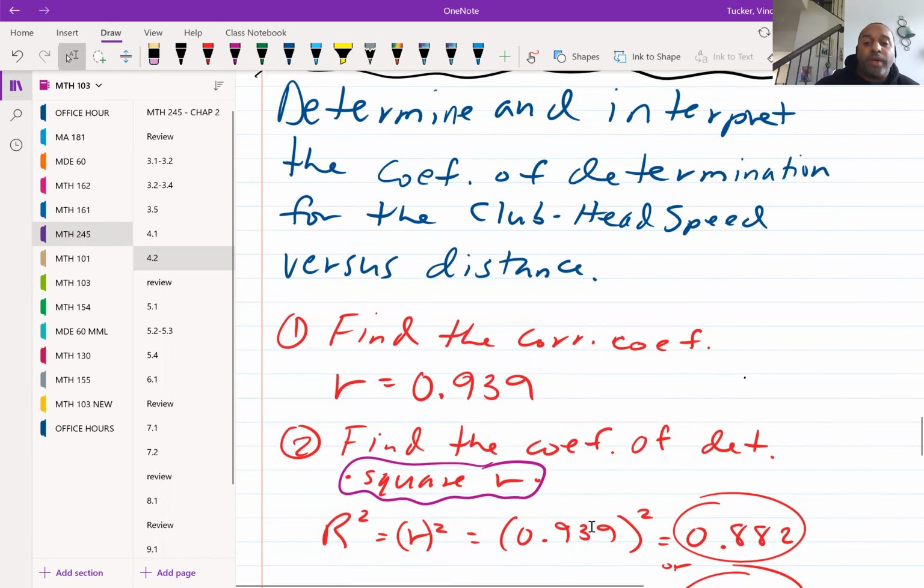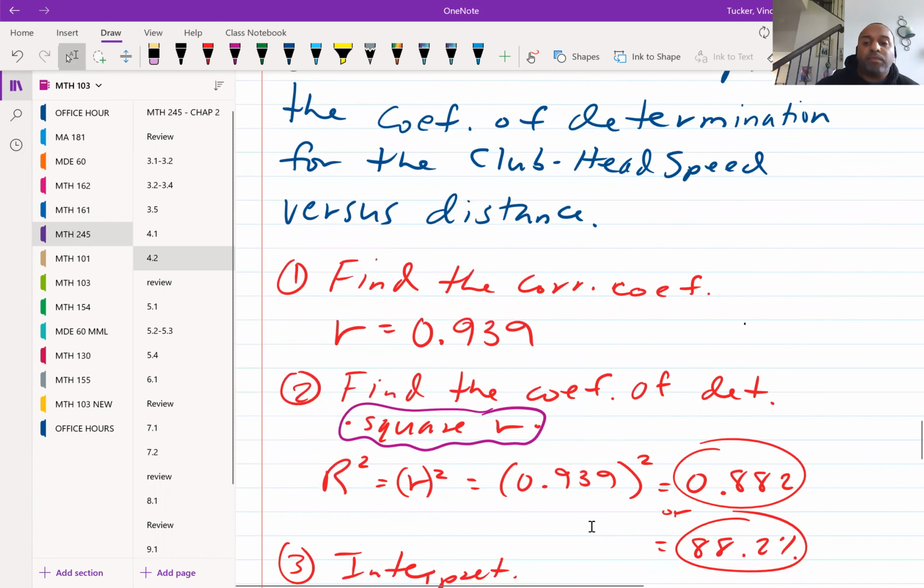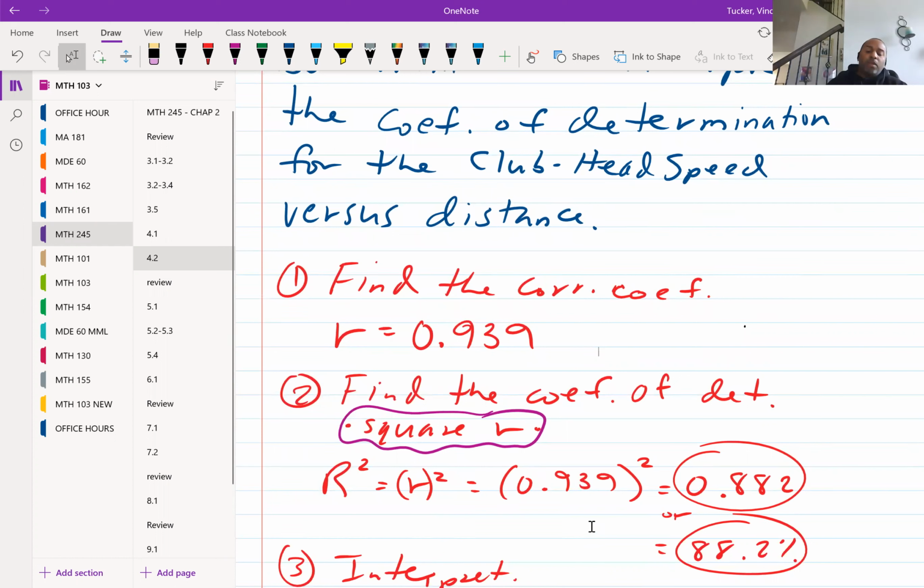Second step is you want to square it. So your coefficient of determination is your correlation coefficient squared. So we take 0.939 squared, which is 0.882 or 88.2%.